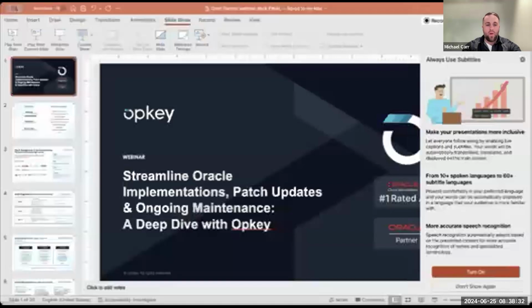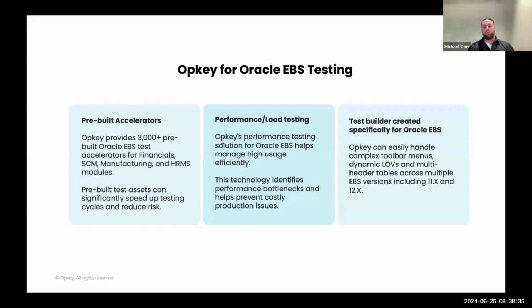So some of the ways we can help, and how you can utilize Opkey for EBS, is our EBS accelerator. It also contains more than 3,000 scripts, and covers financials, supply chain management, manufacturing, and HRMS modules. Similar to the Fusion accelerators, leveraging these ready-made accelerators can really help speed up those testing cycles. Unlike Fusion, EBS actually has performance and load testing available. So if there is a need to manage higher usage and identify any bottlenecks, it really leads to better efficiencies and potentially reduces any unnecessary costs tied to that.